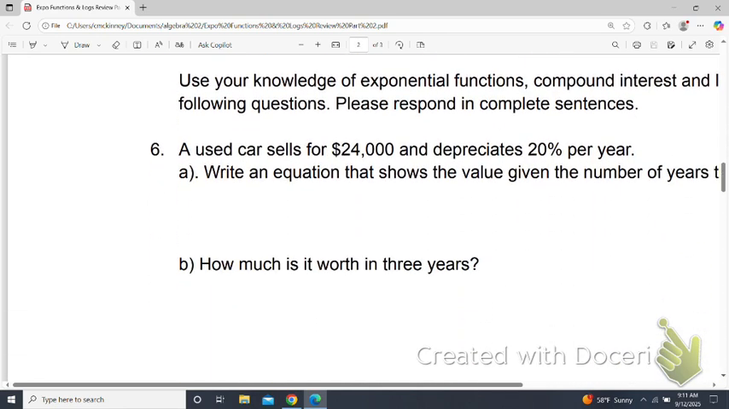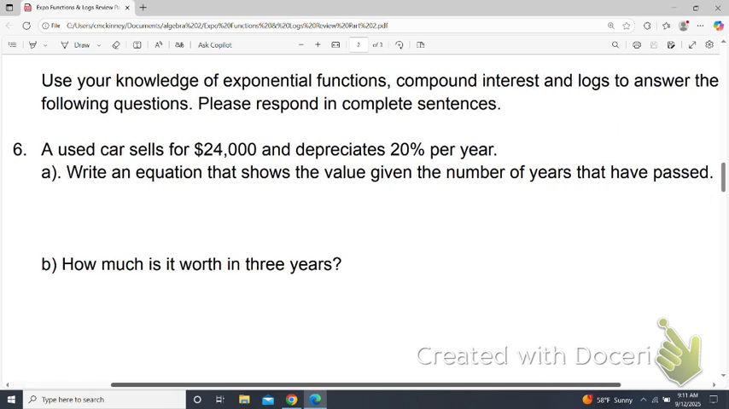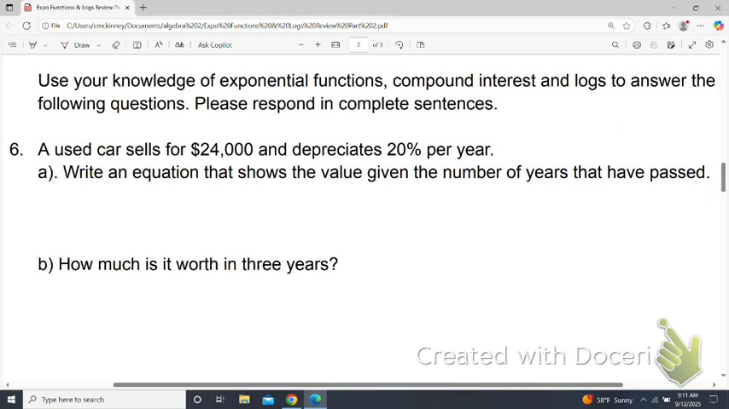From here on out, these are going to be applications, and please read the directions. We might have exponential functions, compound interest, also logs. And you're going to respond to the ones where you're getting a number answer in a complete sentence. You don't need to write a sentence, though, about writing an equation. You're just going to write the equation.